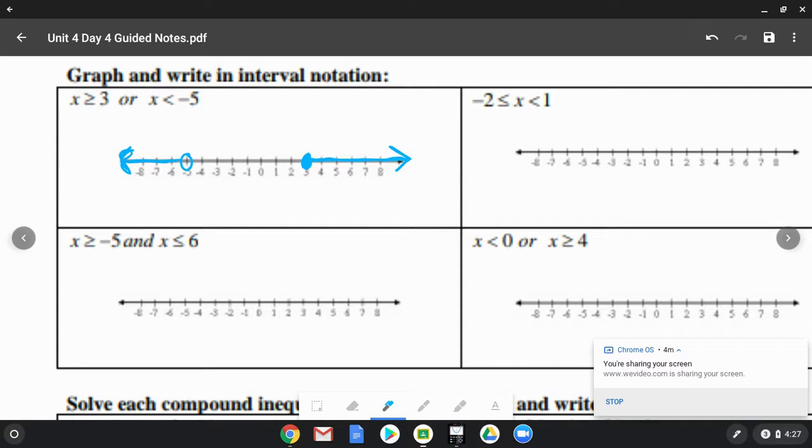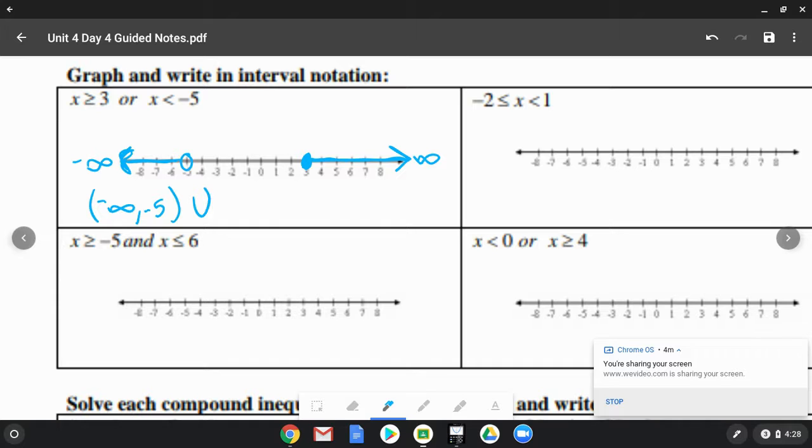And then if we write it in interval notation, I know that if it goes to the left forever, that's negative infinity. If it goes to the right forever, that's positive infinity. So I know that this inequality over here is negative infinity to negative 5. I always have a parenthesis around the infinity sign because you can't include it. This negative 5 is not included either as part of the answer, so we put a parenthesis.